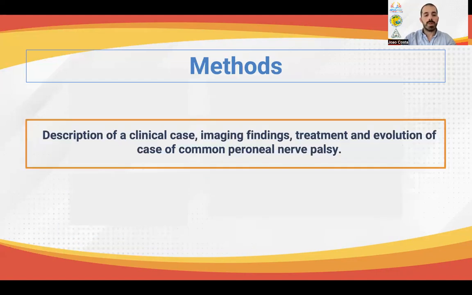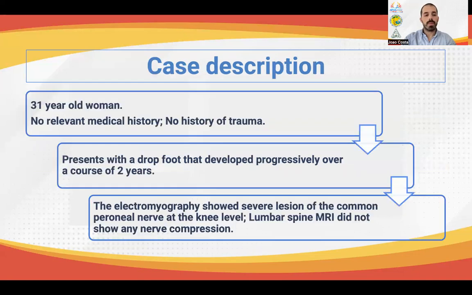I'm doing a description of a clinical case, imaging findings, treatment, and the evolution of a case of common peroneal nerve palsy. This is a case of a 31-year-old woman with no relevant medical history and no history of trauma. She presented with a drop foot that developed progressively over a course of 2 years.